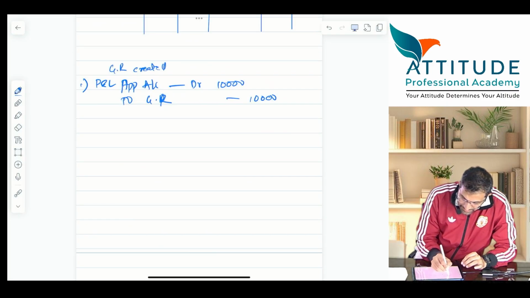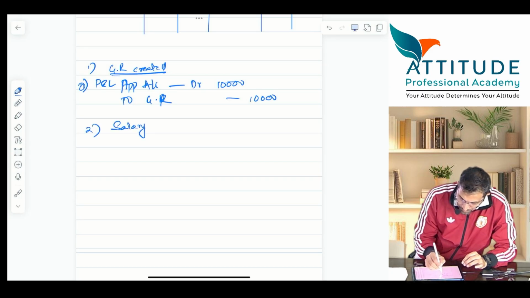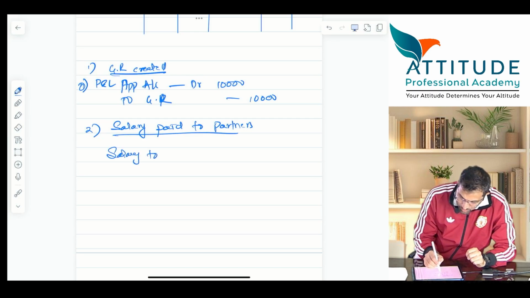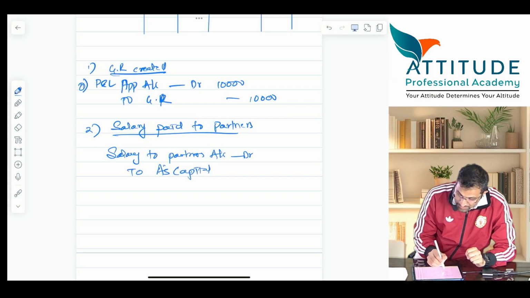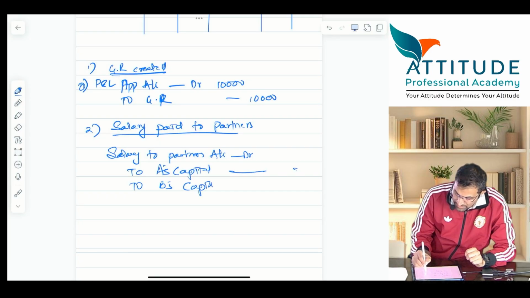Okay. Second one is salary paid to partners. Okay. Now salary paid to partners. Entry will be salary to partners account debit to A's capital account credit to B's capital. A को credit 20,000, B को credit कितना? 20,000. Salary to partners debit how much? 40,000.